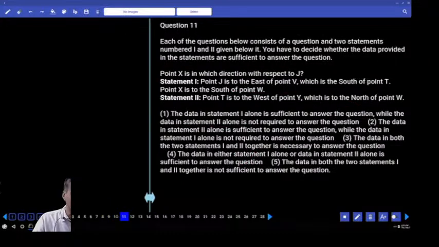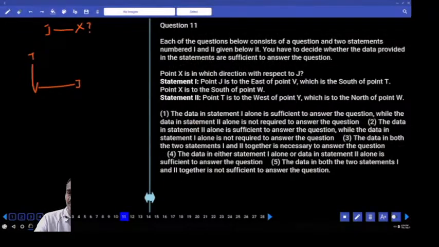The next one, 11th one. Now 11 onwards, data sufficiency. X is in which direction with respect to Z? Now we need to find out the direction of X with respect to Z. J is to the east of V. V is here, J is here. J is to the east of V, which is south of T. V is south of T. Then X is in which direction with respect to Z? No information about X in condition number 1.